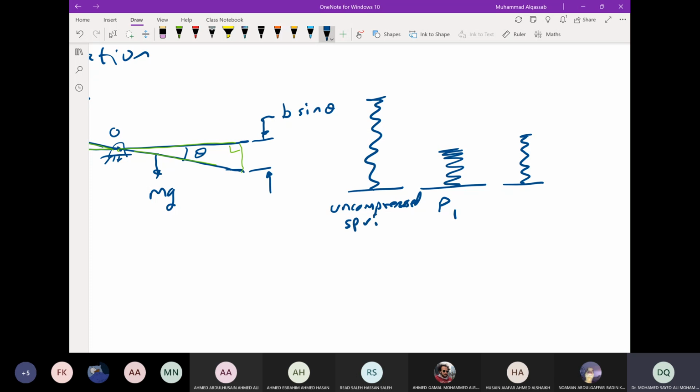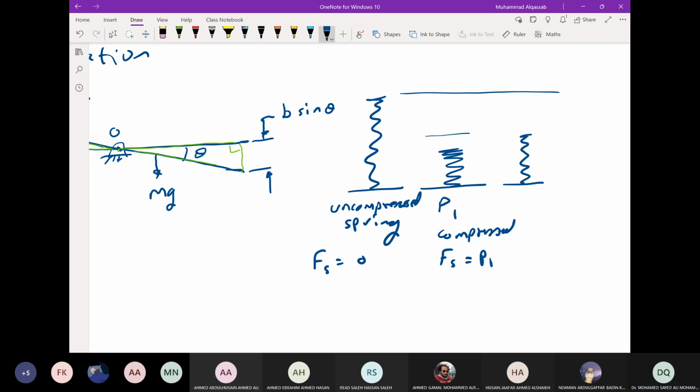Spring. So the force is what? The force in the spring is equal to 0. Here it is compressed with the force on the spring equal to P1, right? This is also compressed because it did not reach this height, okay? But the force in the spring should be less than P1, right? Because this is compressed more. The first state here is compressed more than the second state. So the force of the spring is not 0, but it is less than P1.